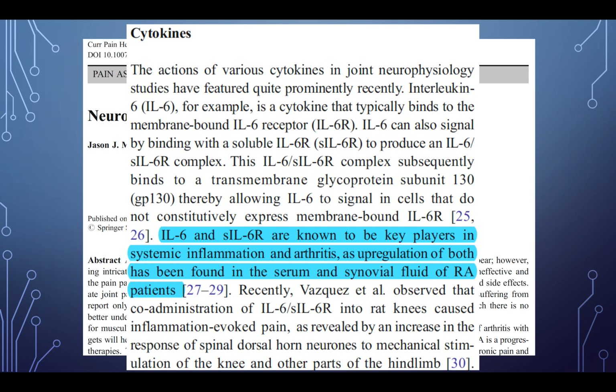So what does all that mean? Basically, IL-6 and sIL-6R are known to be key players in systemic inflammation and arthritis, as upregulation of both has been found in the serum and synovial fluid of patients that have RA. So I know that's not osteoarthritis, but it's good to know, right? Because if we're dealing with an autoimmune component, if you do any nutrition and you address the autoimmune nature of RA, you also have to look at the systemic inflammatory components and the cytokines that are contributing to it, like IL-6 and other factors of IL-6.